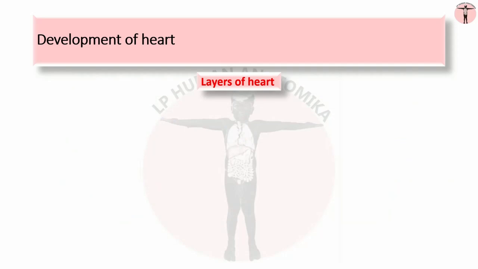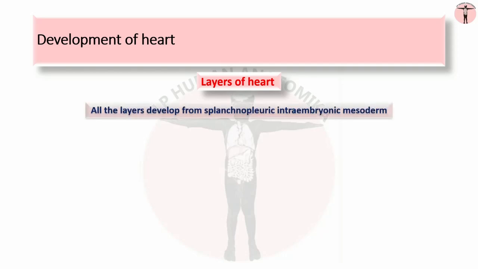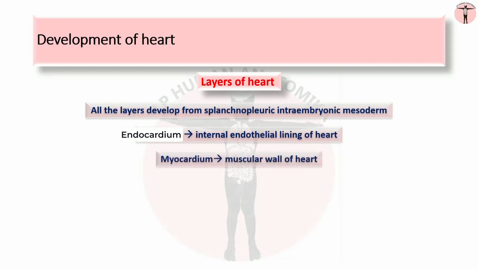Thus, the heart tube consists of 3 layers. All the 3 layers develop from the splanchnopleuric layer of lateral plate intraembryonic mesoderm. The innermost layer is the endocardium, forming the internal endothelial lining of the heart. The myocardium forms the muscular wall, and the epicardium forms the visceral layer of serous pericardium covering the outside of the tube. This outer layer is responsible for formation of the coronary arteries, including their endothelial lining and smooth muscle.